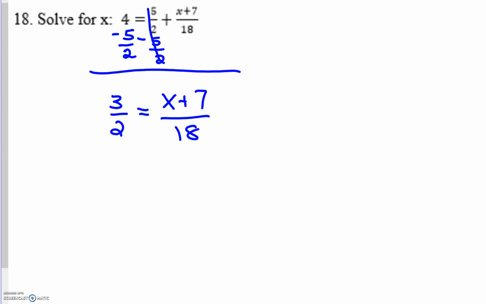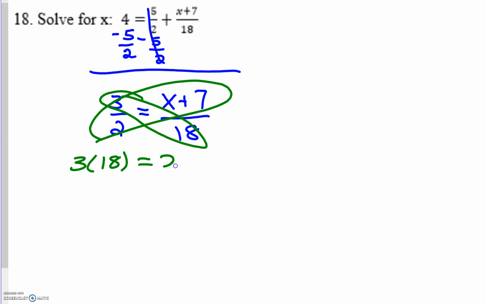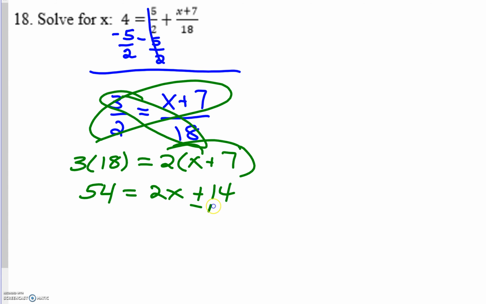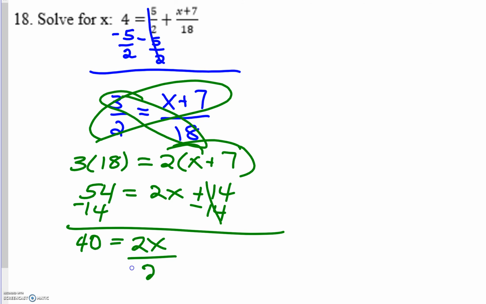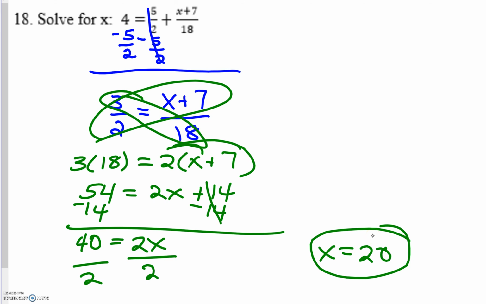From here, I can multiply both sides by 2, or what you could do is just pretend that it is a proportion and cross multiply. So then we have 3 times 18, which is 54, equals 2x plus 14. I'm going to subtract the 14 over. I'm going to get 40 equals 2x, divided by 2. We have x equals 20 as our final answer.